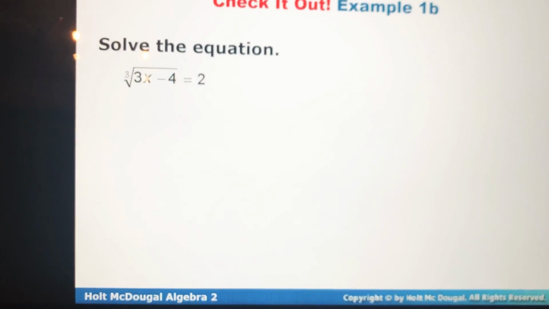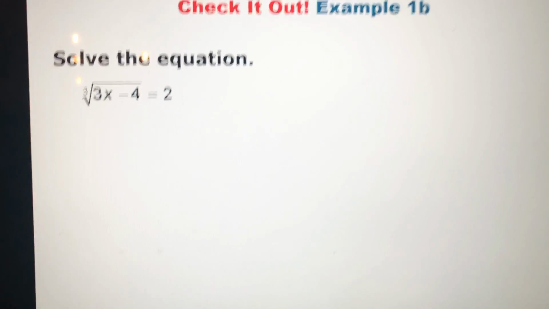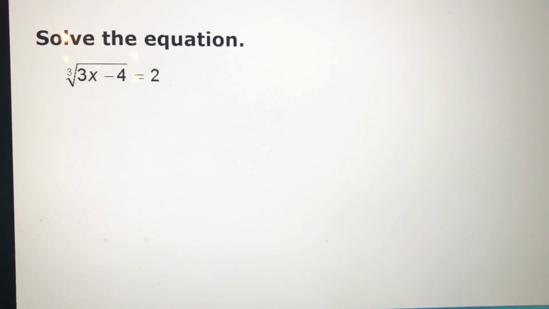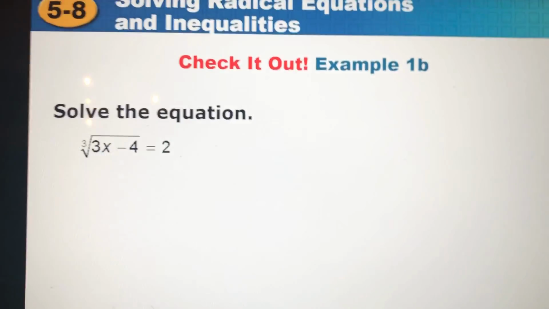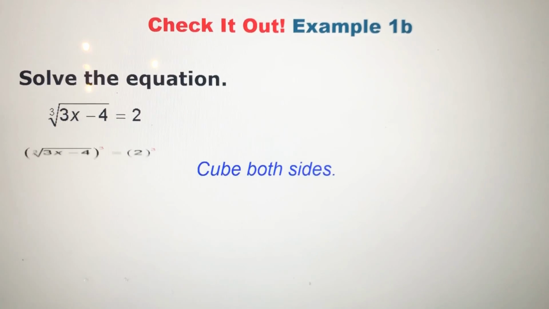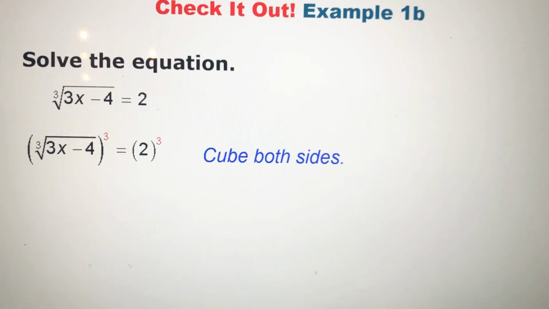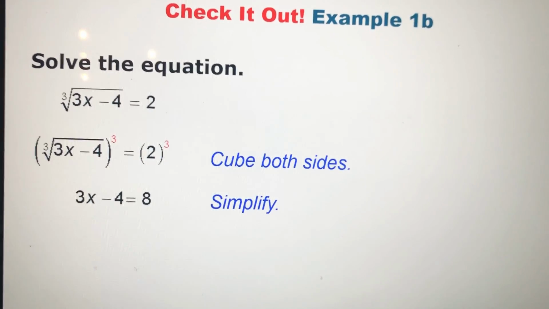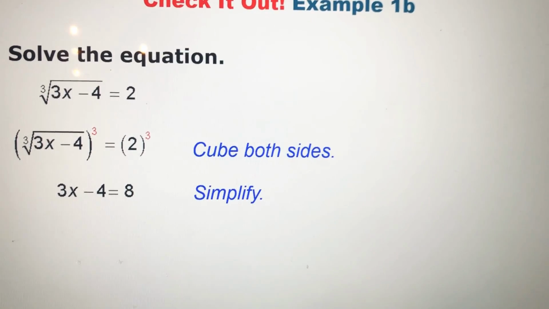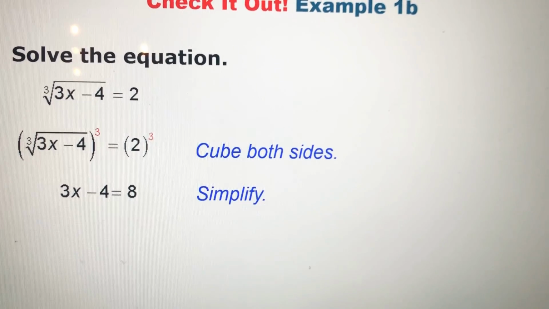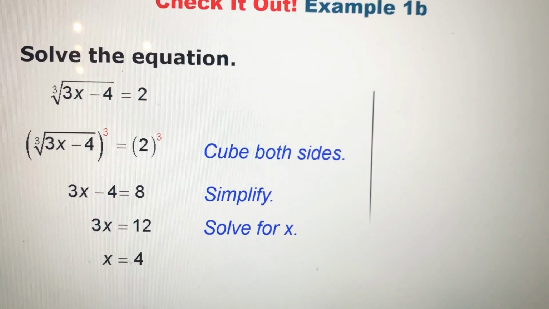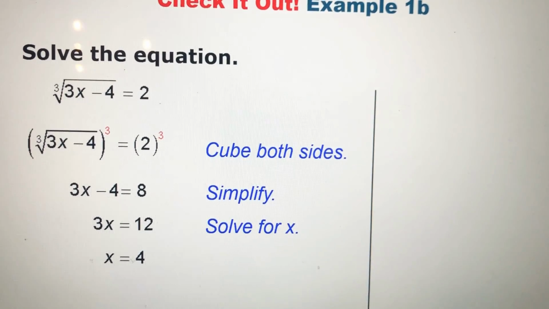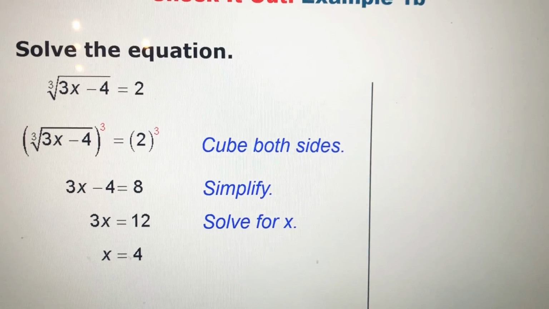All right, here, now I have a cube root. Just like if you want to get rid of a square root, you'd square it, if I want to get rid of the cube root, I'm going to cube it, right? So I'm going to cube both sides this time. So I'm going to get 3x minus 4 equals 2 cubed, which is 8. And then that's just a regular linear equation. You would get 3x equals 12, so x is 4.